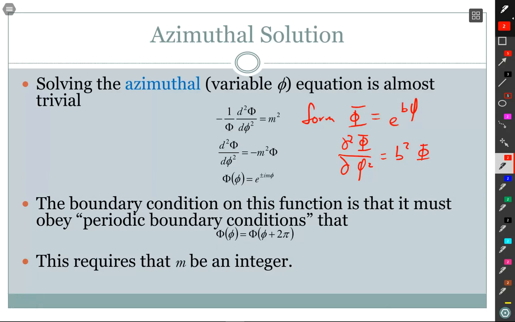So the second derivative is just going to be b squared times phi. So if I put that in, I have b squared phi. Let's just put it here. B squared phi equals minus m squared phi. And then you're like, so what could b be equal to? Well, if we square root both sides, right, we have b squared equals minus m squared. If you square root both sides, you have b equals plus or minus square root of minus m squared, or plus or minus im.